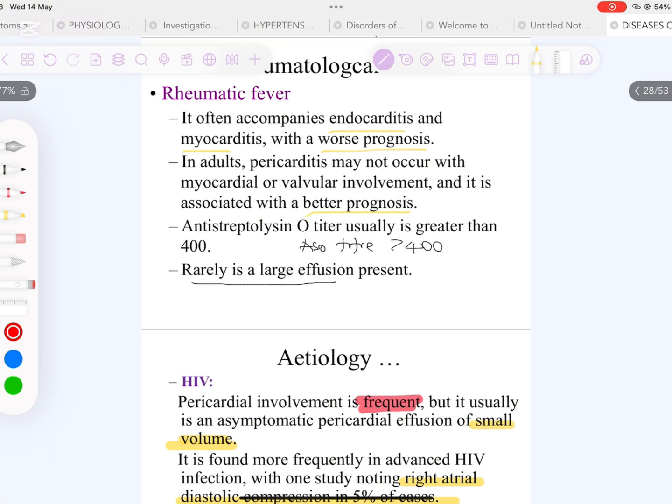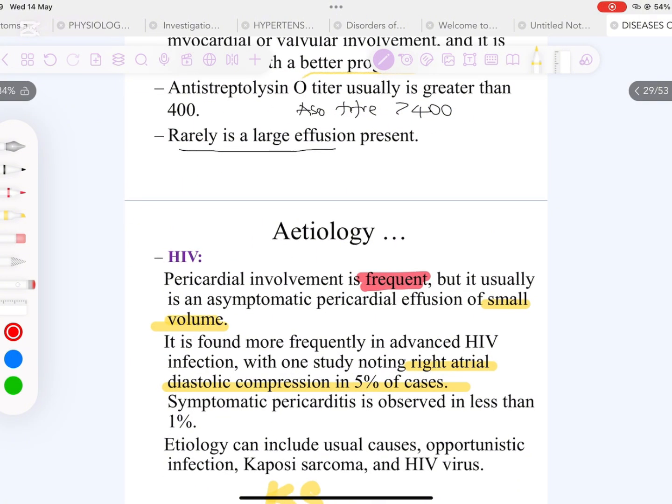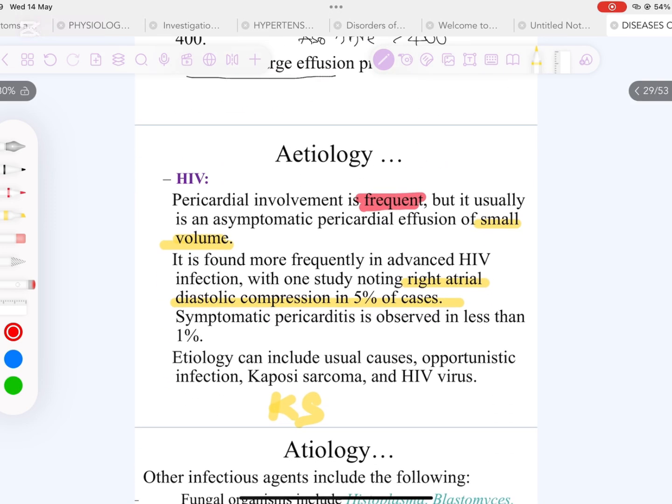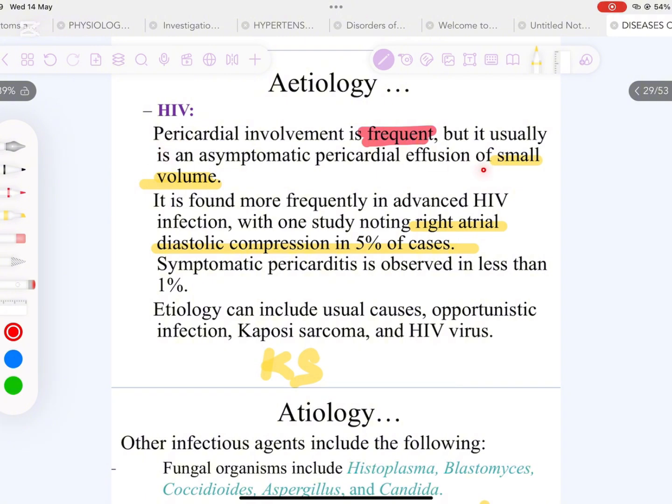So now if it's rheumatic fever, because it is autoimmune, anti-streptolysin O titer is greater than 400. In rheumatic heart fever, just check ASO. If it's greater than 400, it's most likely suggesting rheumatic heart fever. Then rarely is a large effusion present. Large effusions are rarely present.